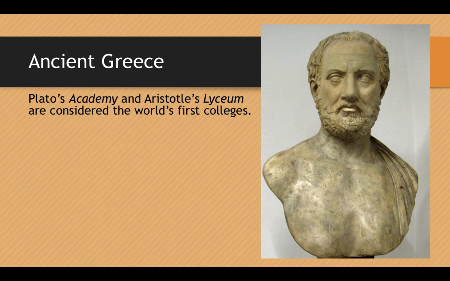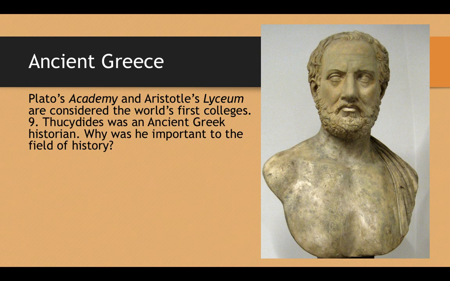So Plato and Aristotle each started a school, kind of like a college, a place of higher education, place of learning. Plato had one called the Academy, and Aristotle had one called the Lyceum, and these are considered the world's first colleges. And then you have a guy named Thucydides, who was an ancient Greek historian.